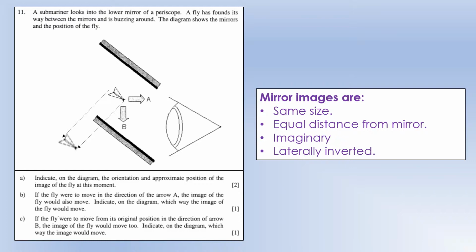Okay, so in terms of the arrows, we can see the arrow A is going along parallel to the mirror, but away from it. So our image should be going along parallel, but away from the mirror. And B, we can see, is going sort of in towards the mirror, so our B should also be going in towards the mirror there. And those would be the directions there.